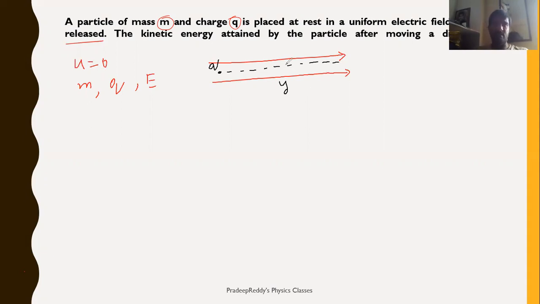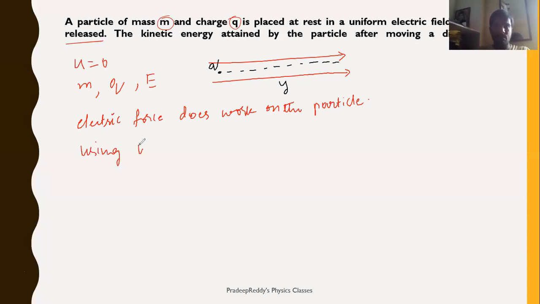So who is doing work here? Electric force does work on the particle. Using the work energy theorem, work done is equal to change in kinetic energy. As we know, work done is equal to force into displacement. The displacement traveled here will be y.